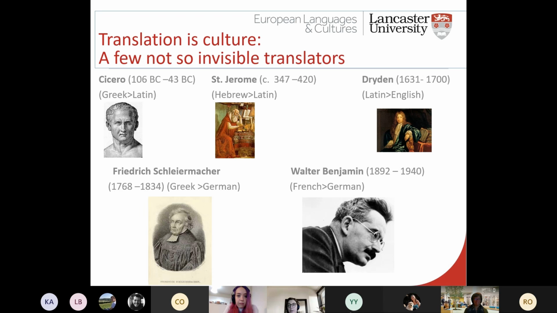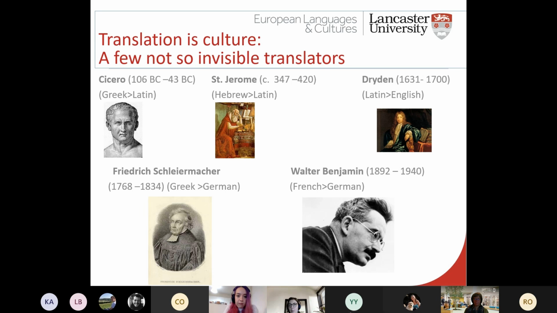So here are some important translators who are not so invisible. The invisibility of translators is a big topic in translation theory, which has been introduced by Lawrence Venuti. These are just a few examples. We have Cicero, who translated from Greek into Latin, and who advocated not translating word for word. He was one of the first to explain that it's important to keep your audience in mind when you're translating, in order to reproduce the effect of the text on the target audience.